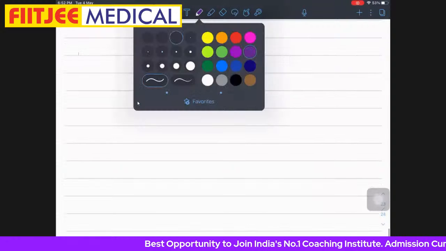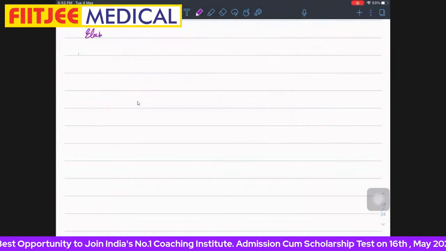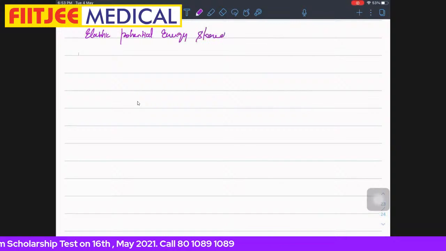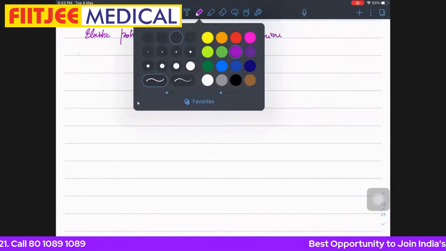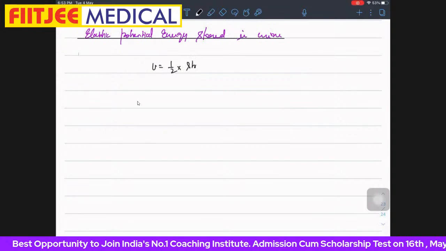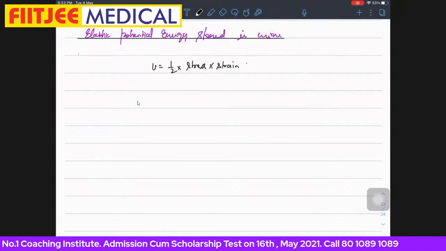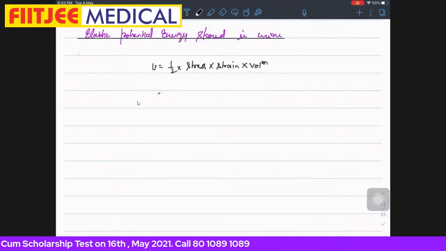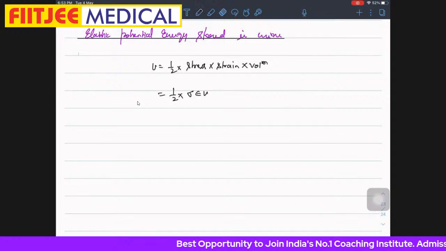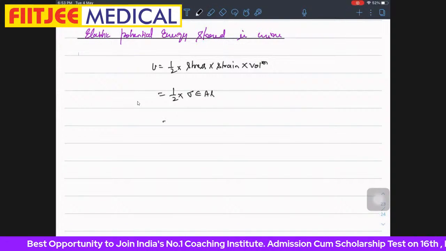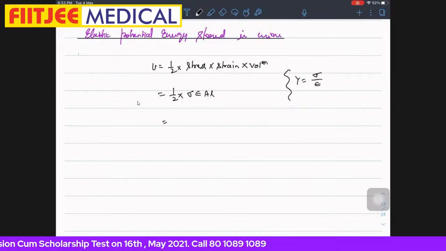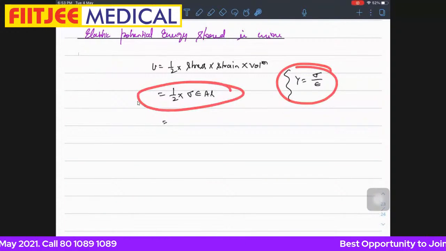After this, we'll see elastic potential energy stored in the wire. So elastic potential energy stored in a wire is given as U equals half into stress into strain into the volume. Volume you can write as area into the length. We know that we write Y equals sigma by epsilon. Sometimes they'll give only a stress or a strain, so you can manipulate these equations and get the answer.